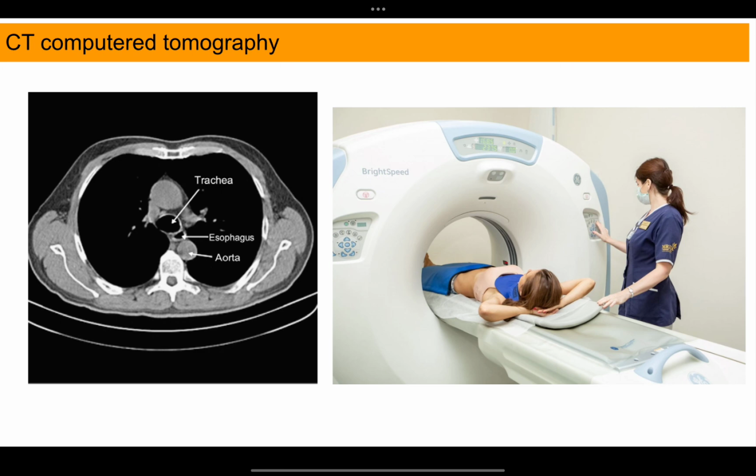Computed tomography or CT scan produces detailed cross-sectional and three-dimensional images of internal organs. CT is very useful for detecting inflammation, tumors, perforation, hemorrhage, obstruction, and other pathological changes. Contrast agents may also be used to improve visualization of the gastrointestinal tract and surrounding structures. Compared with radiography, CT provides much more anatomical detail.